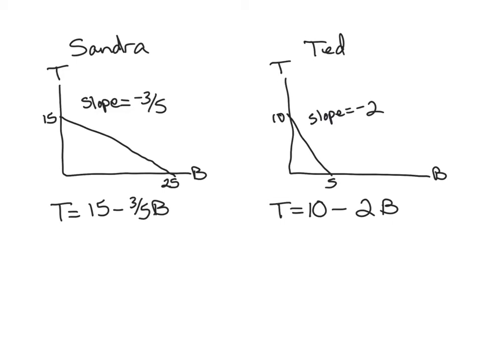Now we're going to draw a single aggregate production possibility frontier that treats Sandra and Ted as part of a single production facility or a single economy. So we're going to take both of these production possibility frontiers and we're going to basically stack them. So we'll do that on a new slide so that we have plenty of space.